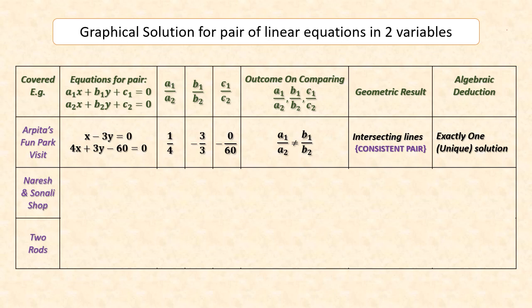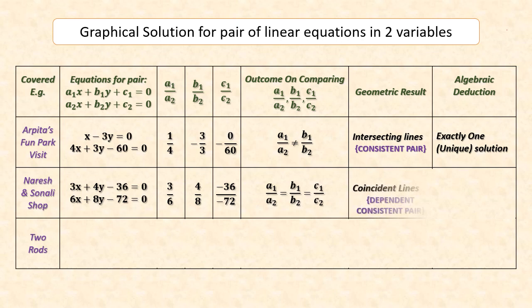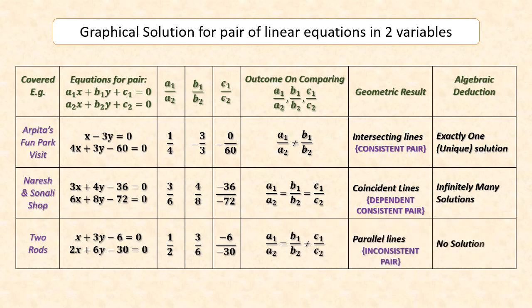In the stationery shop example, the equations are as shown. The ratio of coefficients will be as shown. On comparing, we find that A1 by A2 is equal to B1 by B2, which is also equal to C1 by C2. On graph, these are overlapping coincident lines. Algebraically, they have infinitely many solutions. At last, in the two rods example, the equations are as shown. The ratio of coefficients will be as shown. On comparing, we find that A1 by A2 is equal to B1 by B2, and these are not equal to C1 by C2. On graph, these are parallel lines. Algebraically, they don't have a solution.